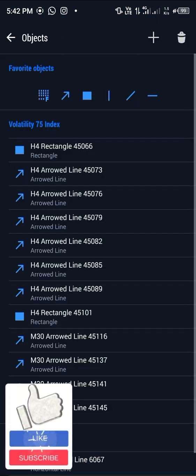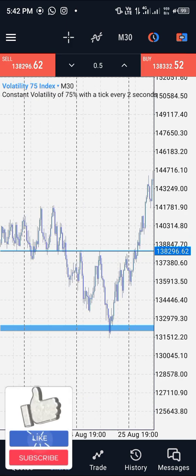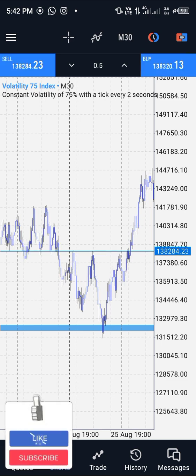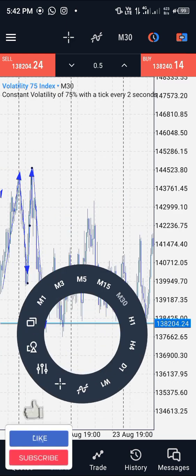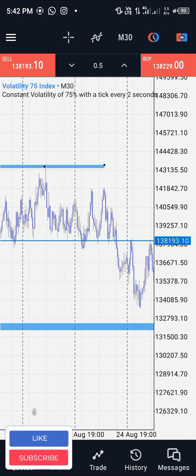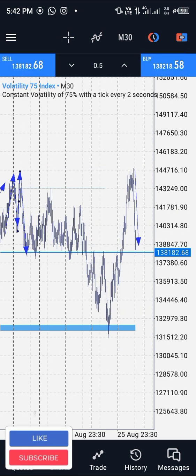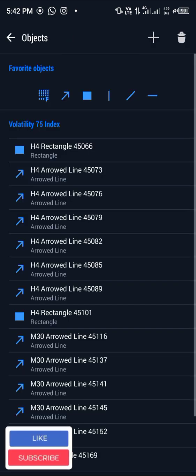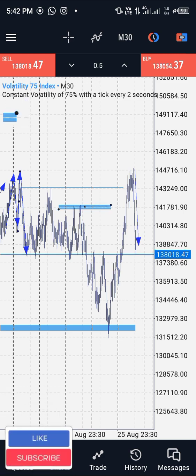It came down here. Then as it was coming down, all these parts, all this region, it created liquidity. Yes, it created a lot of liquidity. Let me show you the liquidity. This is a liquidity right here. This is one liquidity the market created. You can see all these liquidities. The market generated a lot of liquidities. You can see this one too, another liquidity that it took out.